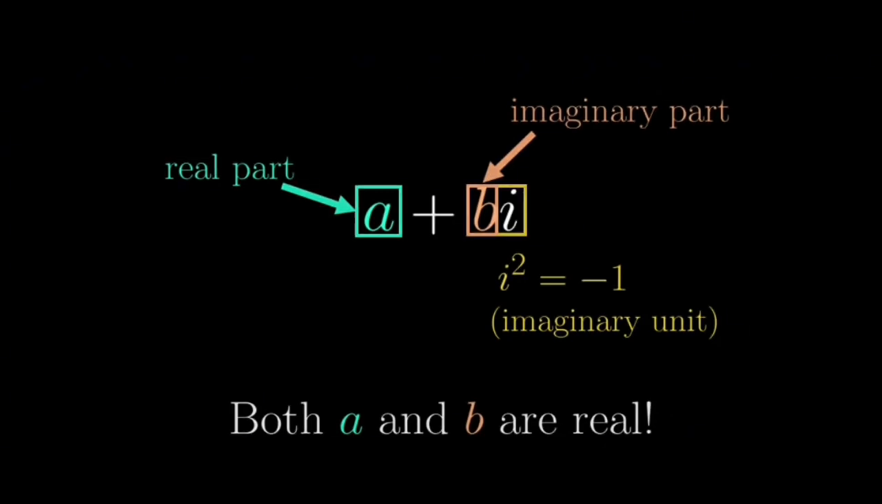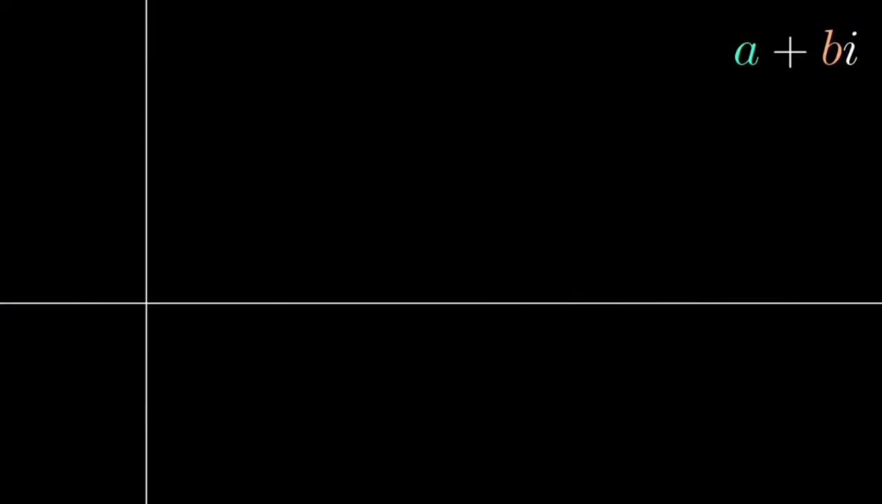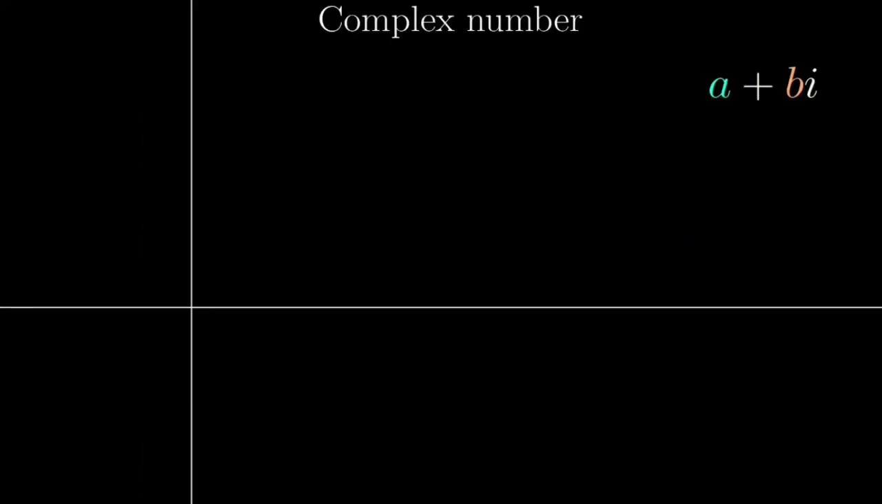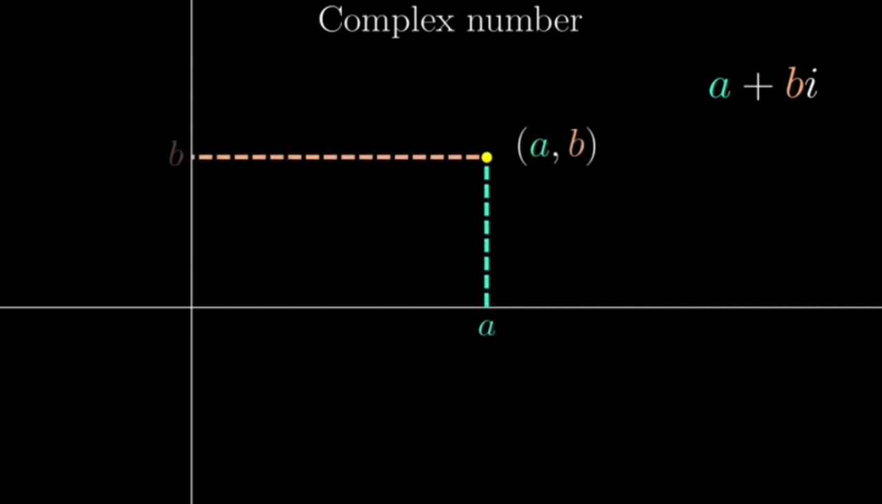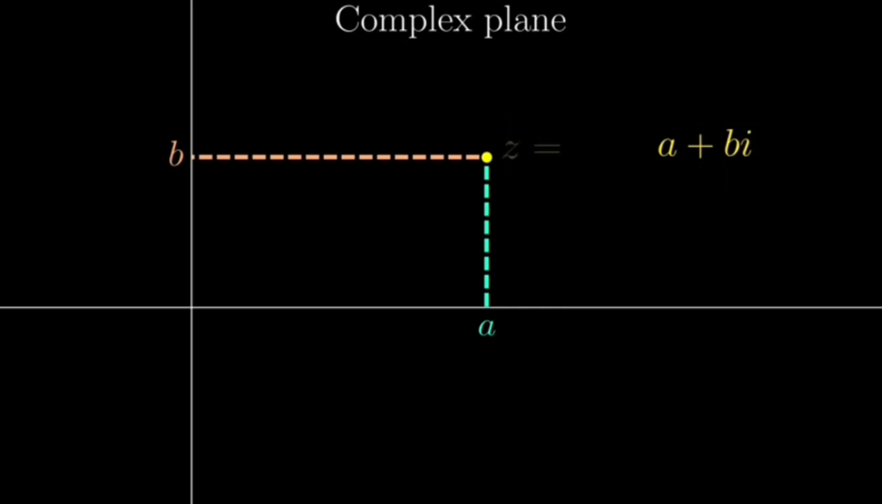So we need two real numbers, a and b, to specify a complex number, which could naturally be put on a coordinate plane. So this point, having coordinates (a, b), corresponds to the complex number a + bi. Because of this correspondence, we can represent all complex numbers on a plane called the complex plane. We usually denote a complex number as z, which is why it can also be called the z-plane.